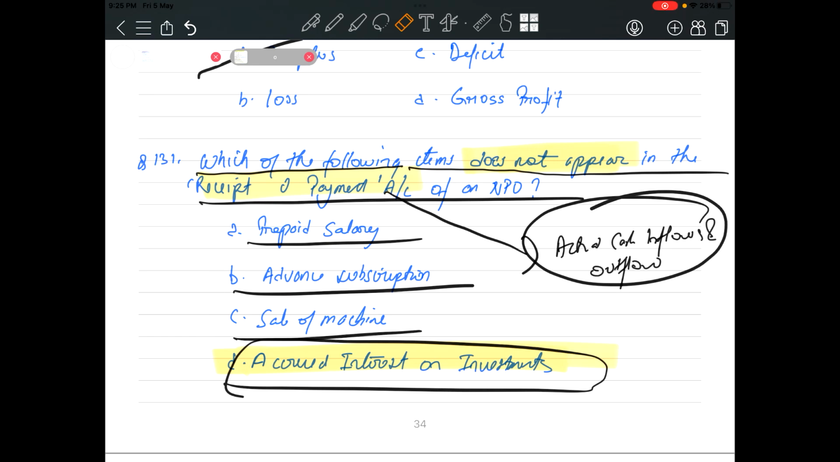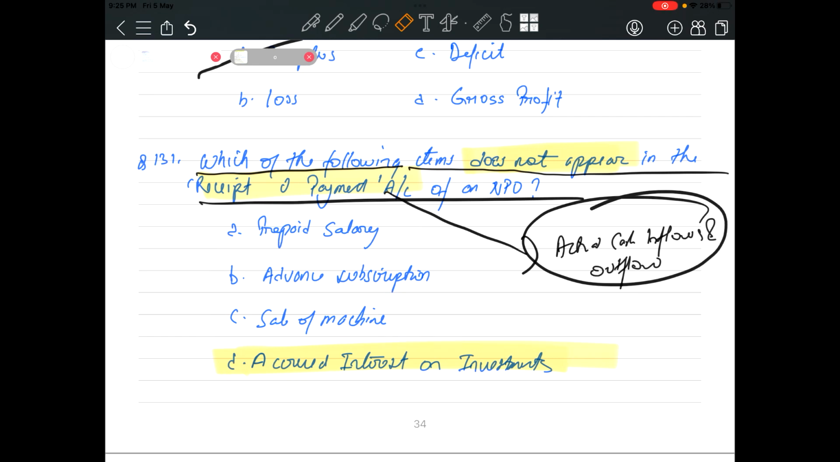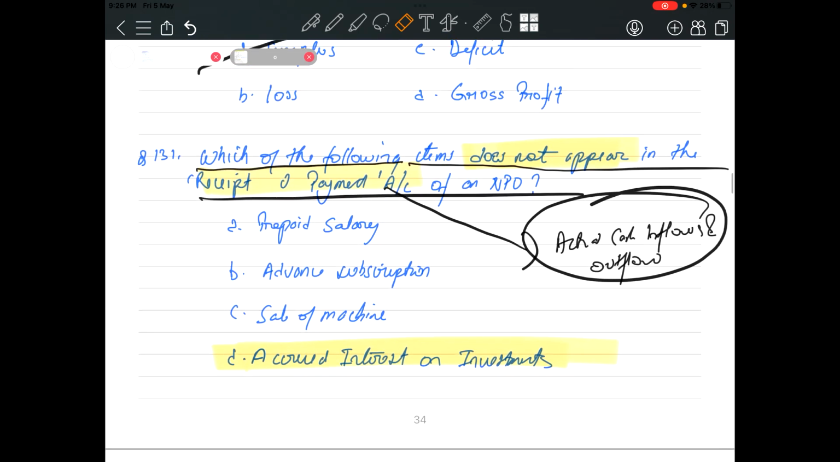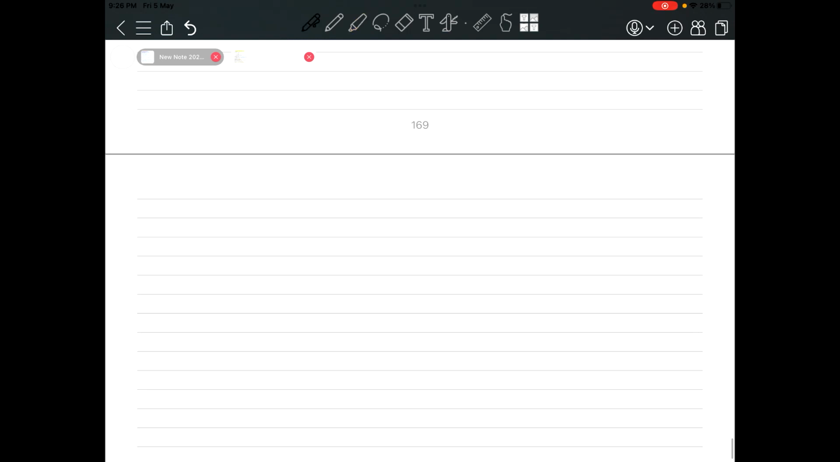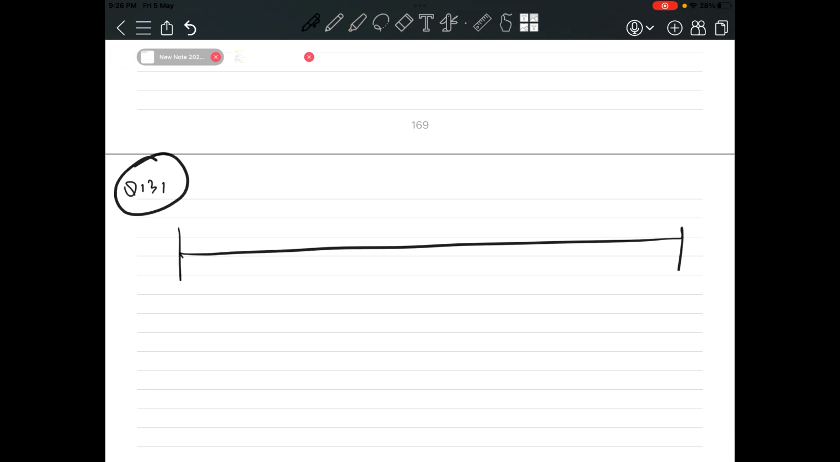So this is the answer for 131. Now what do you mean by accrued interest on investments? Let's try to understand this. Now see question number 131. Say, for example, a company, an NPO, a not for profit organization, has made some investments. Out of the extra money which the organization had, the company decided to do some investment.